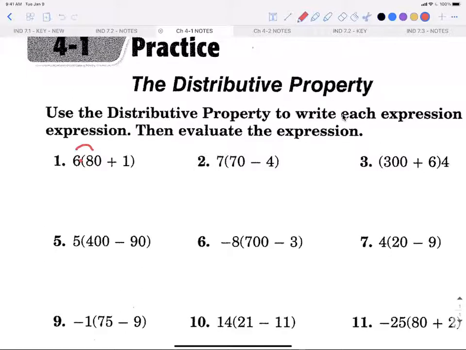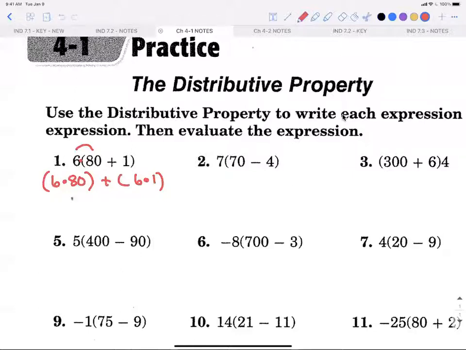Now, the first time I do it, I told you this already, I'm going to write it out the long way. After that, I won't ever do it that way again. I'll do it what I think is the shorter, easier way, but I at least want to show you both ways. So 6 times 80 literally means 6 times 80, okay, plus 6 times 1, okay? That's what distributing the 6 means. It means we're multiplying it by the 80, then we're multiplying it by the 1.